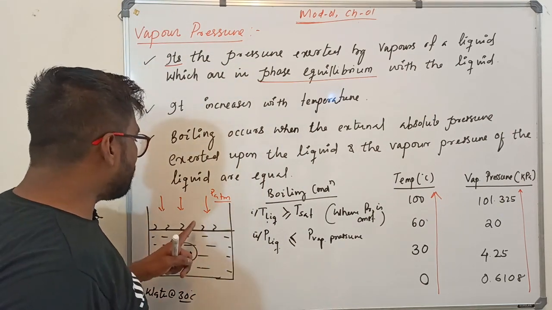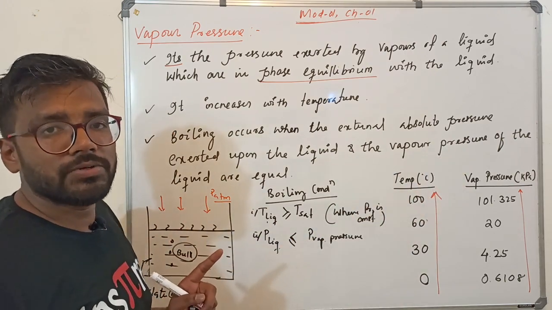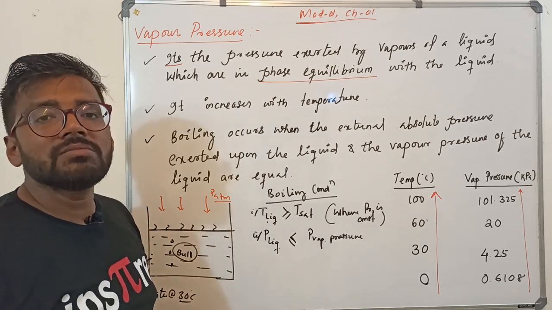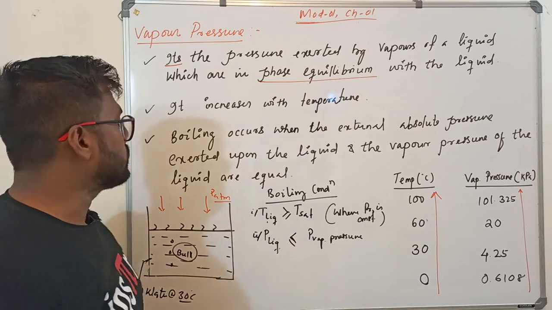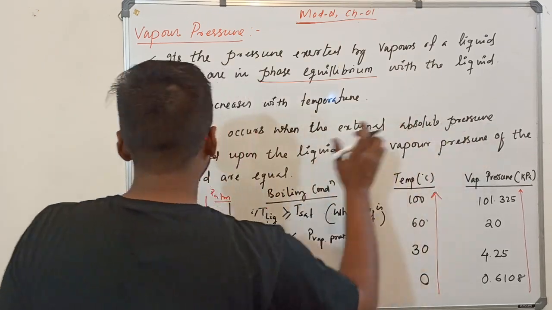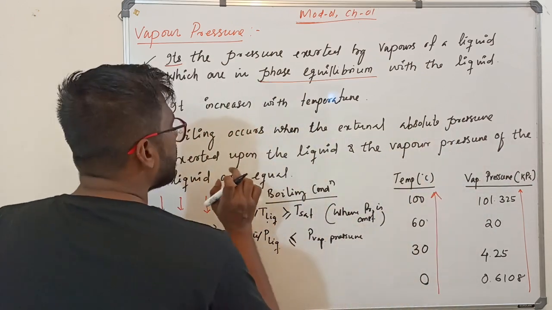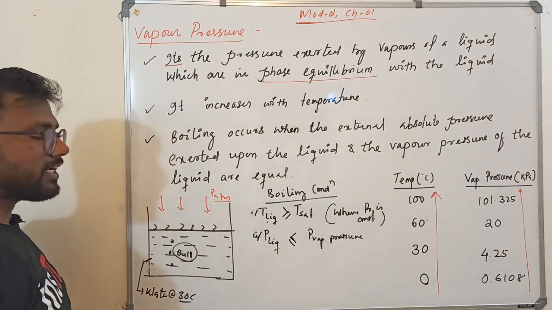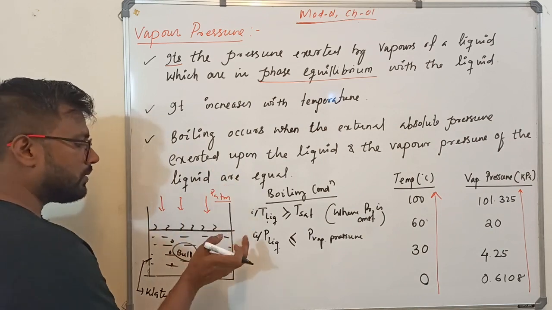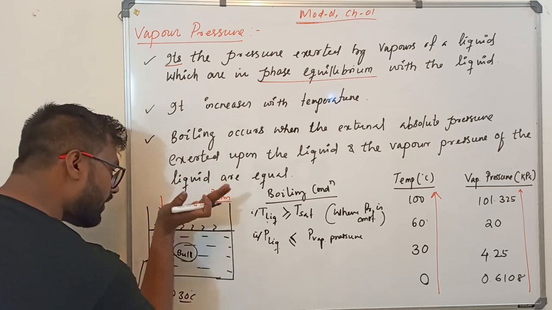Okay, and we have defined that at 100 degrees Celsius, the vapor pressure of water is 101.325 kilopascal. That is nothing but the atmospheric pressure. So that's what it told. Boiling occurs when the external absolute pressure exerted upon the liquid and the vapor pressure of the liquid are equal. That means here, because it is atmospheric pressure, the energy required is more.